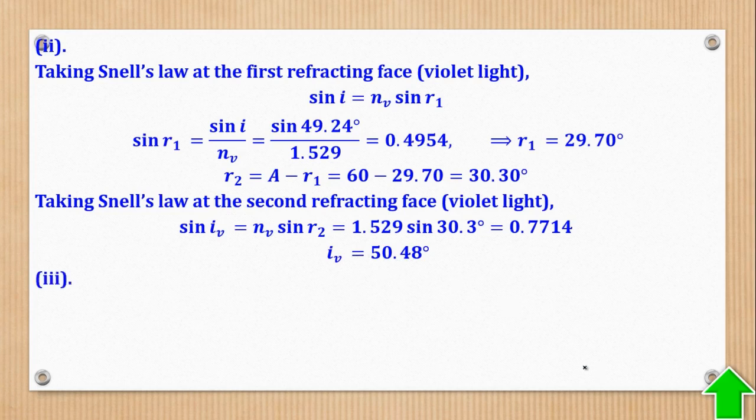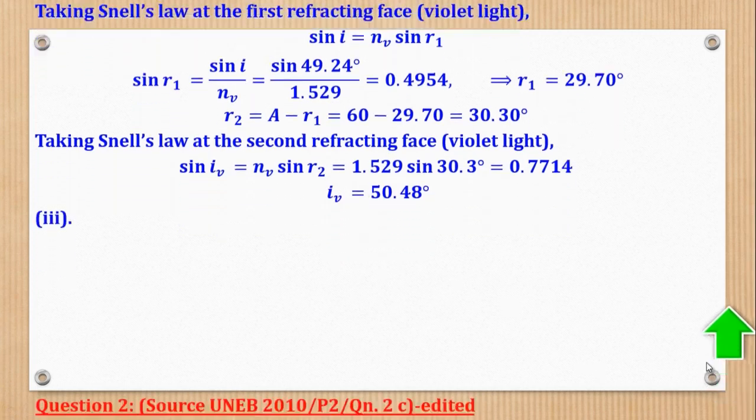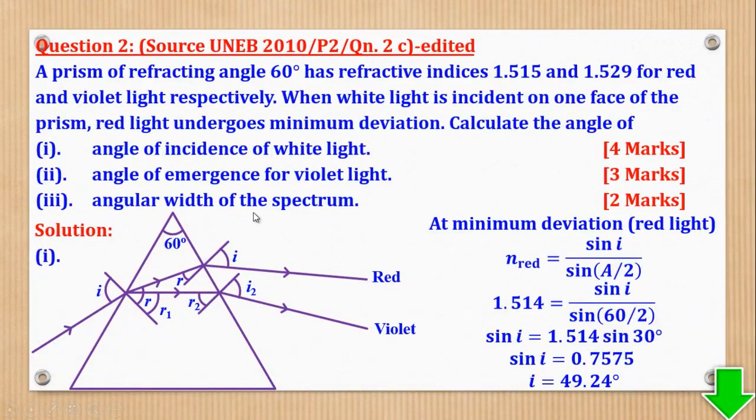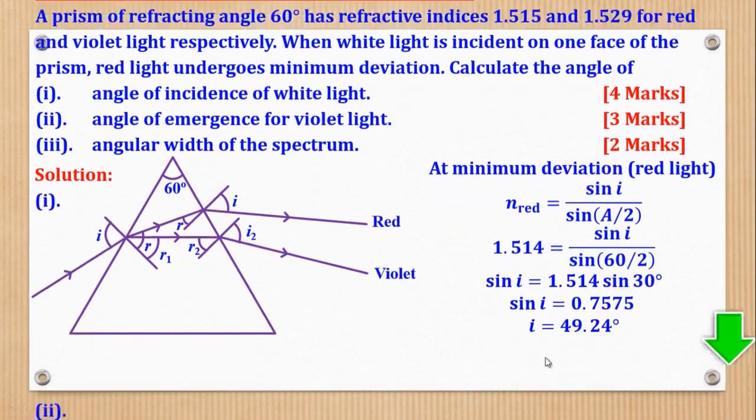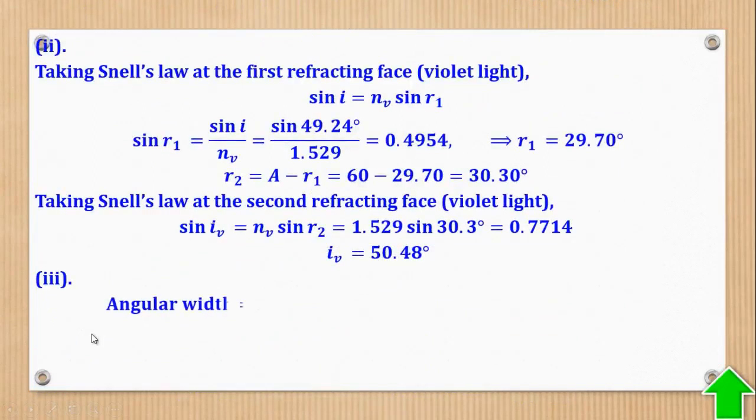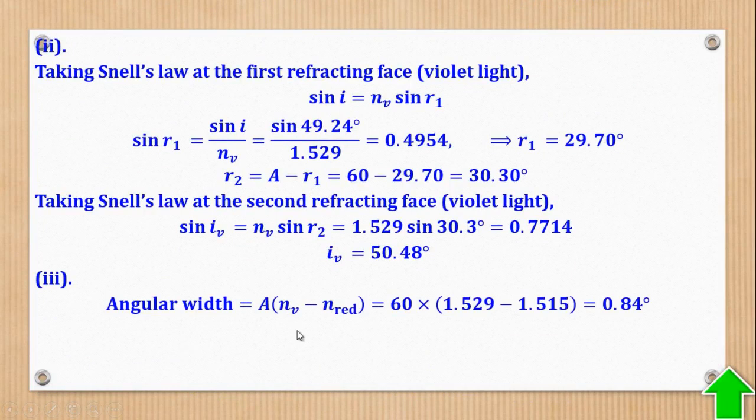Then for Roman 3, they want the angular width of the spectrum. Angular width is the same as angular dispersion or angular separation, which will be 0.84.